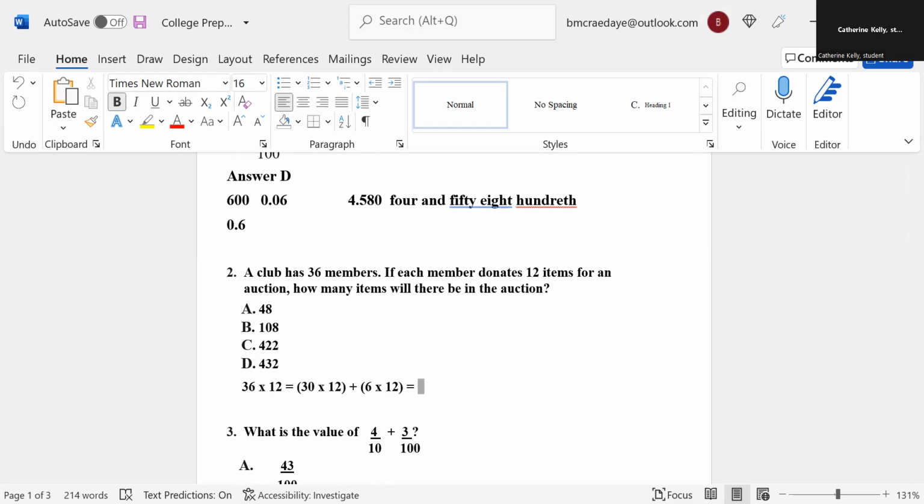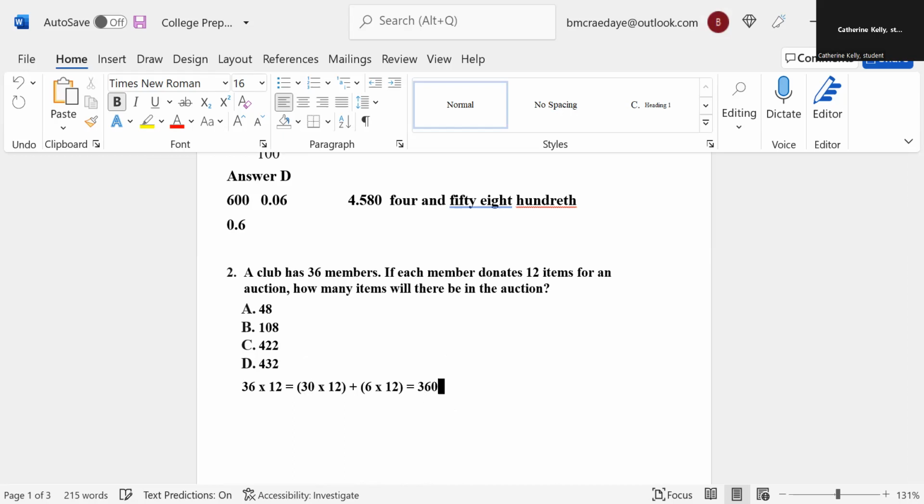30 times 12, 30 times 10 is 300. Okay, wait a minute. I don't know what I'm thinking. 30 times 3 is 90. What's 30 times 12? No, you break it down. Bring down the 0 and multiply 3 times 12. What does that give you? 360. That's right, Catherine.